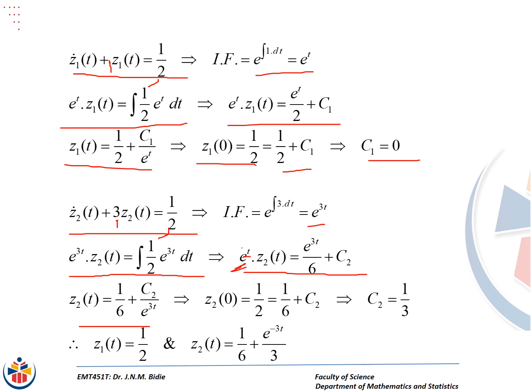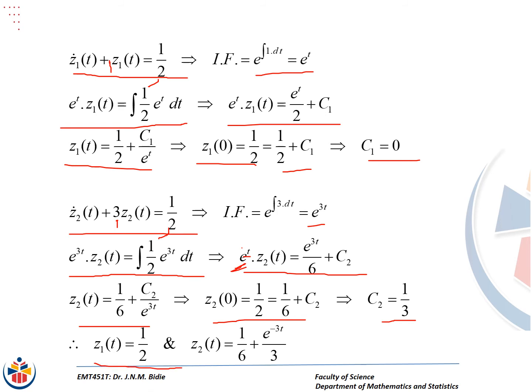And then we go to the initial conditions because we want to take care of the constant c2. We have half equal to 1 over 6 plus c2 over e to the power 0. We know e to the power 0 is 1. And then we get our c2 to be equal to 1 third. Then it means we've solved our problem.